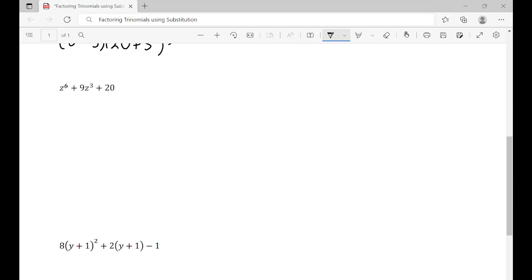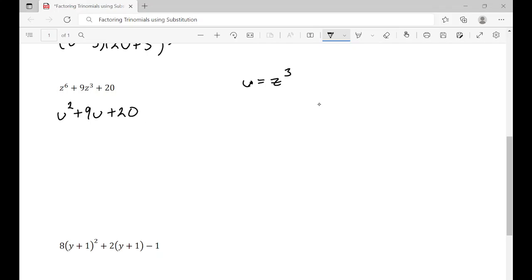Next we have z to the 6th plus 9z cubed plus 20. Again, it's 6, 3, and 0 instead of our 2, 1, 0. So we're going to take our middle variable, our z cubed, and we're going to say that u equals z cubed. And so we look at our expression and we see we have z to the 6th. So there's 2 z to the thirds here. So we can say it's just u squared plus 9u plus 20.